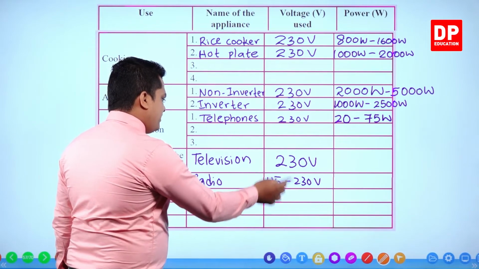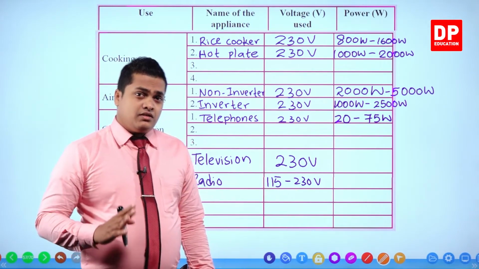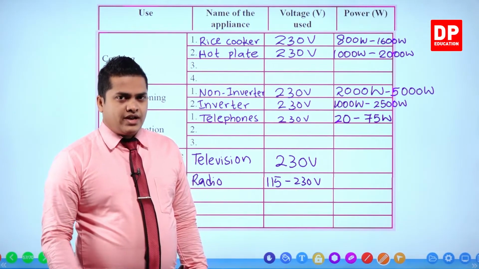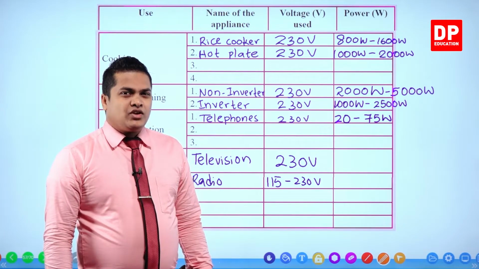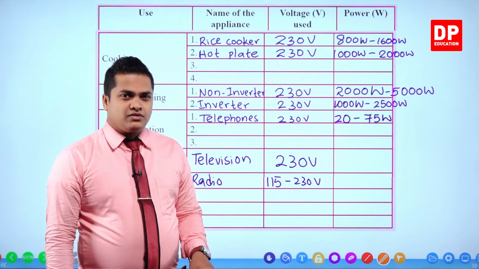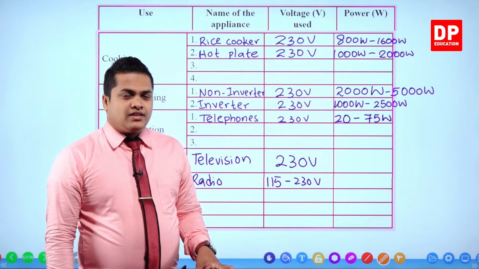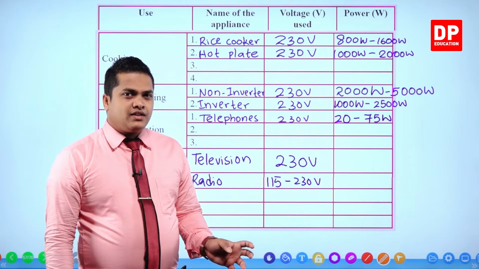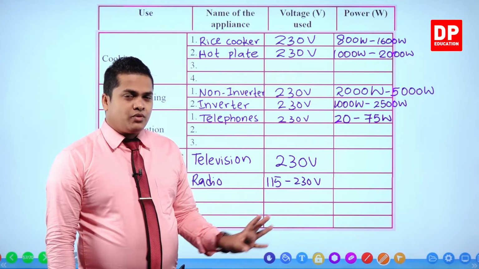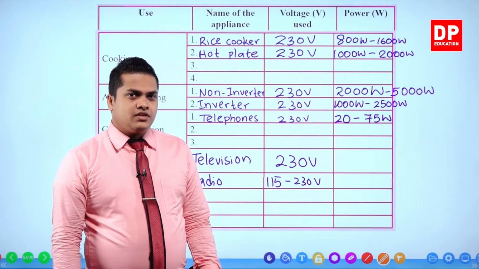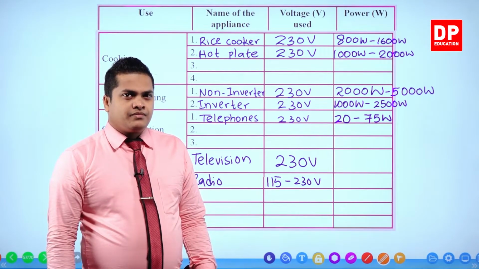This 115 can be observed in way older radios, like in the 2000 period, 2002, 2003, 2005, like that, right? At the beginning of the 2000s, at that time period, the manufacturers prepared radios which can suit 115 volts to 230.